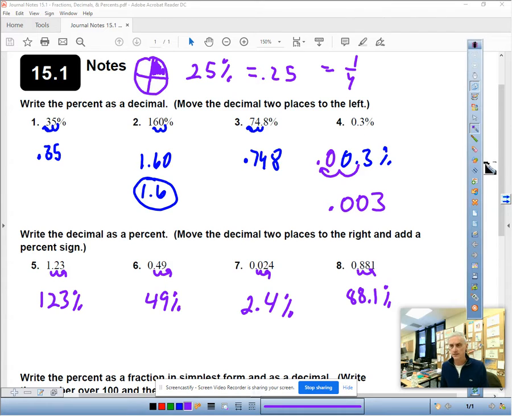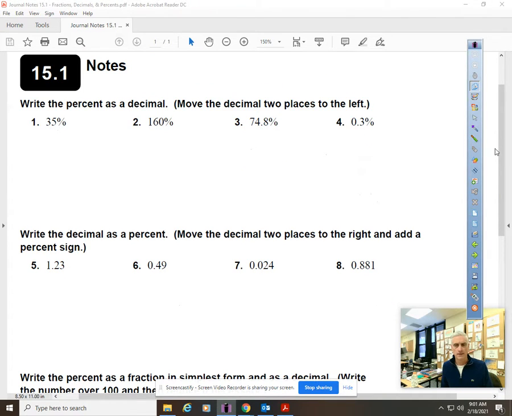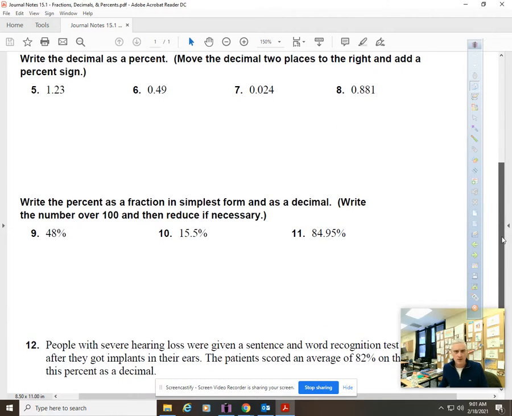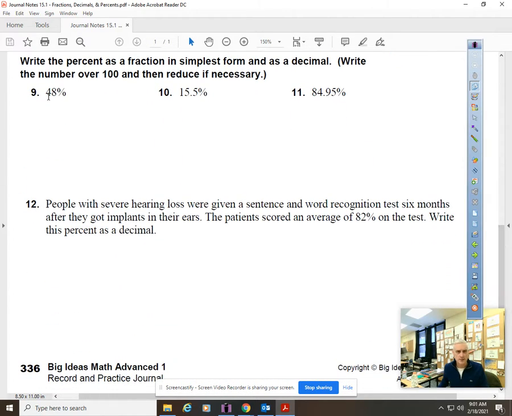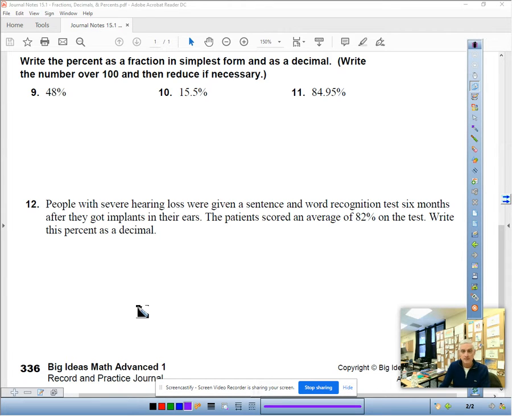Which leads us to the next section here, where we want to write the percent as a fraction in simplest form. Now to do this, first of all, we need to understand what a percent is. A percent is a number compared to 100. So a percent is a ratio when you compare a number to 100.